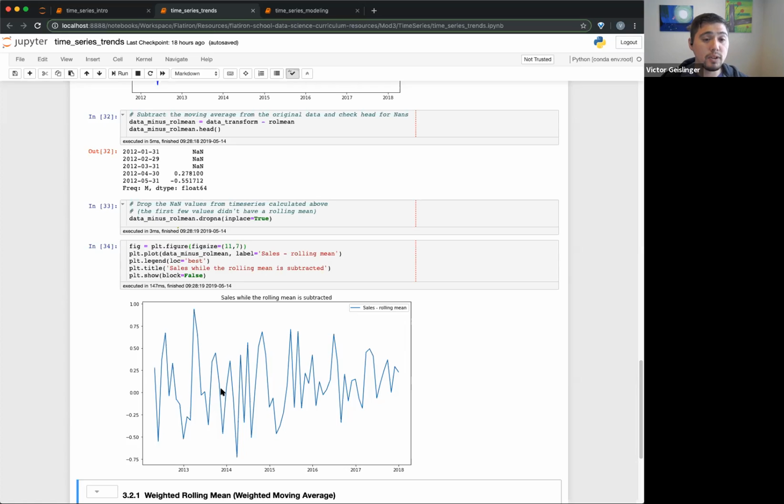Cool. So it's more like I could do, for example, a stationary test, like the Dickey-Fuller test, to see if it's actually stationary?